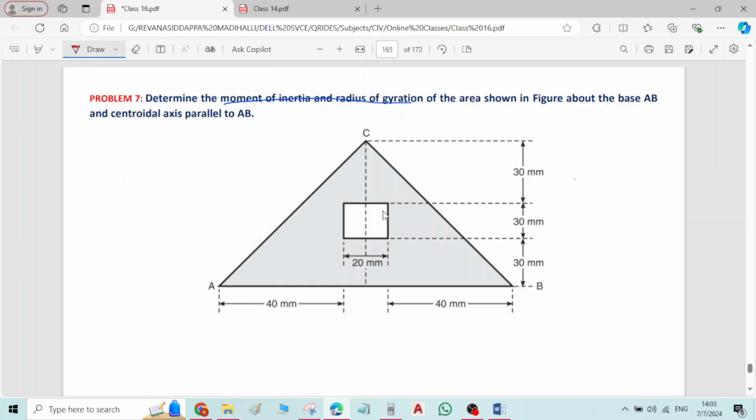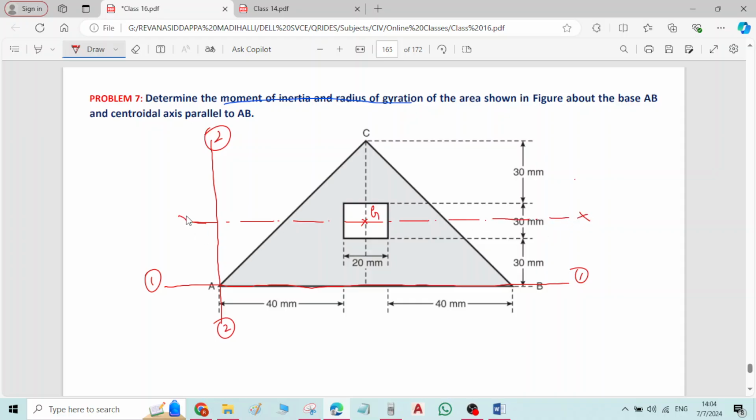Let me draw the central axis and reference axis. First I will draw the reference axis. This is reference axis 1 and reference axis 2. Okay. Let me draw the central axis as well. So this is the central x-axis.